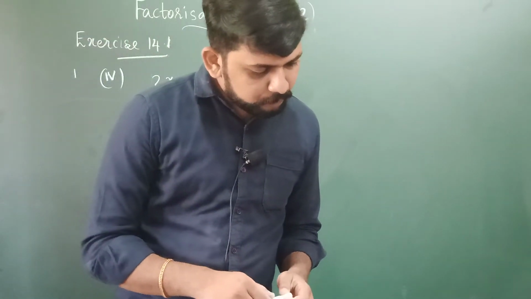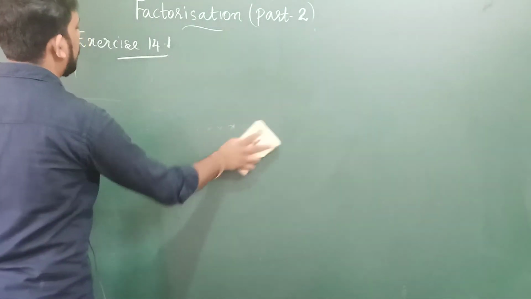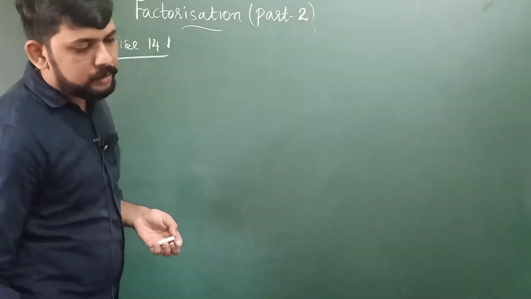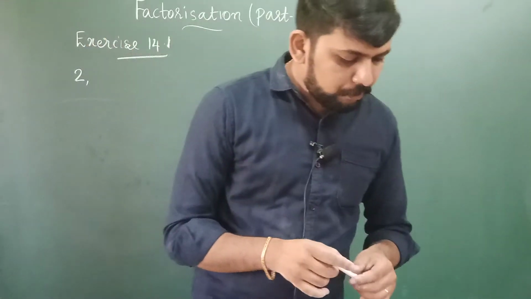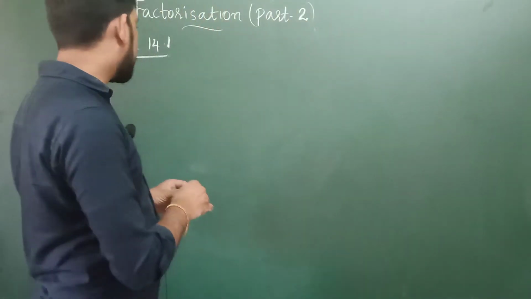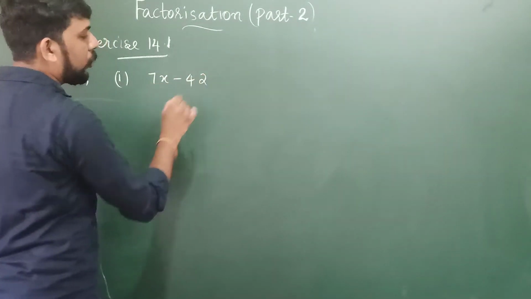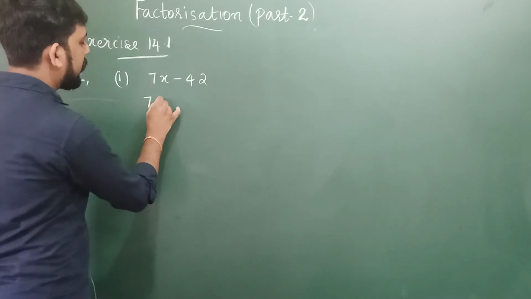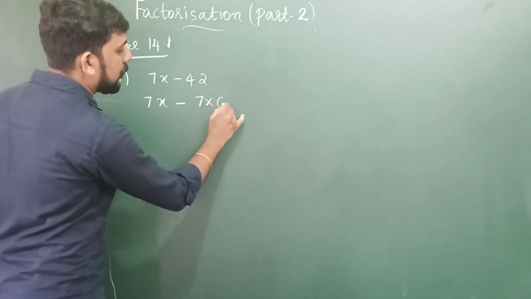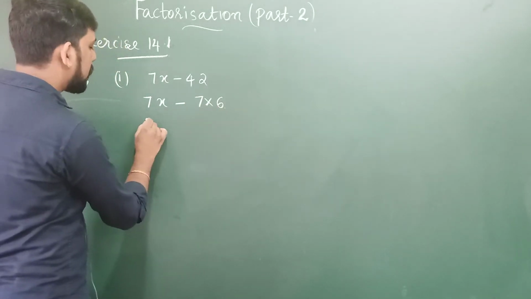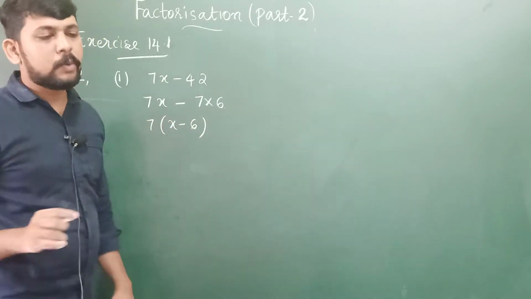Then question number 2. Factorize the following expression: 7x minus 42. First one. Okay, children, so 7x, that is 7 into x, minus 42 can be written as 7 into 6. Children, which is common in both? 7 is common. So x minus 6. Am I correct?